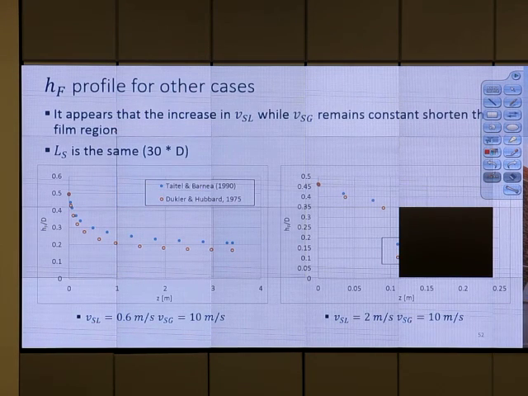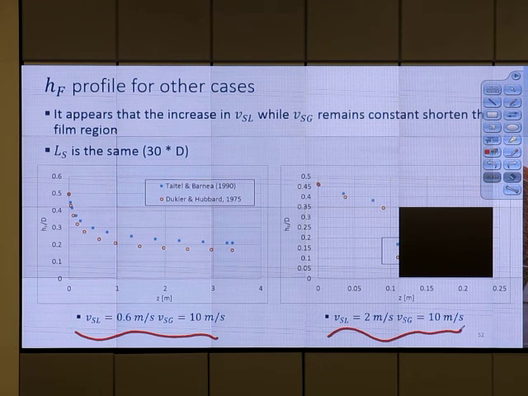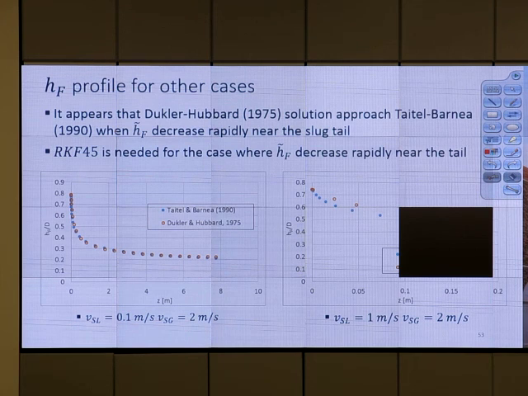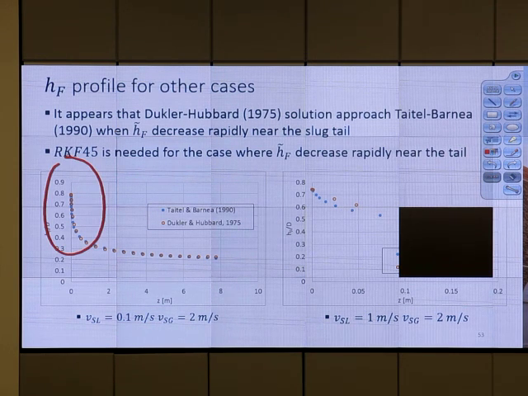Alright. Film profile for other case. For other cases, I change VSL, VSG. They're close, right? They're close, not identical. For the case of horizontal flow, I think sometimes this kind of match exactly. But look at this part. How many dots do we have? Quite a lot compared to this part, right?